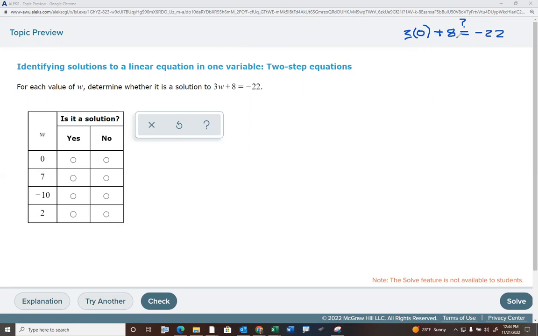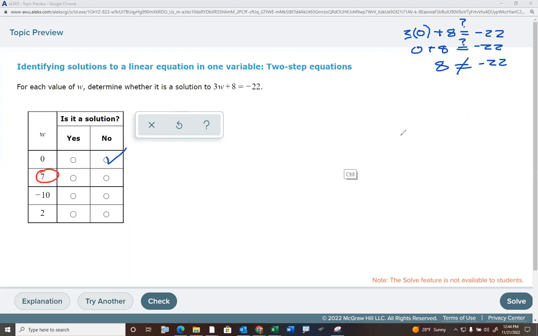All right, so the right side, there's nothing to do. It's just a number. The left side, there's multiplication, and there's addition, and we know multiplication comes first. So 3 times 0 is 0. And 0 plus 8 is 8. And we can say, no, they do not equal. All right. So let's try the next one.